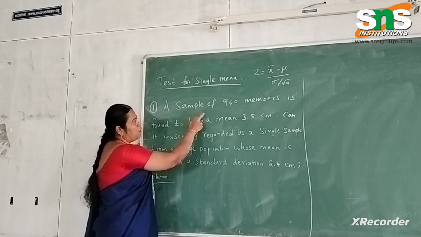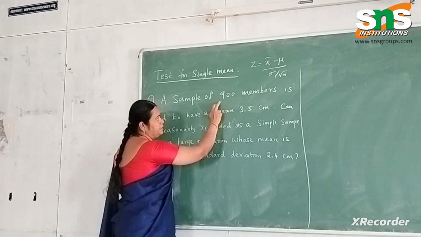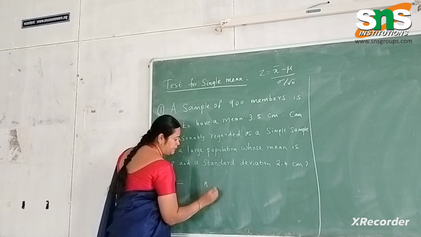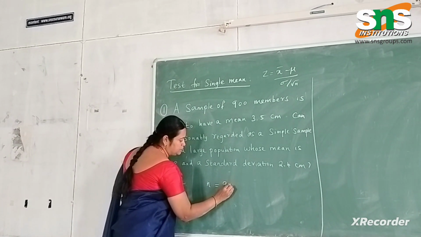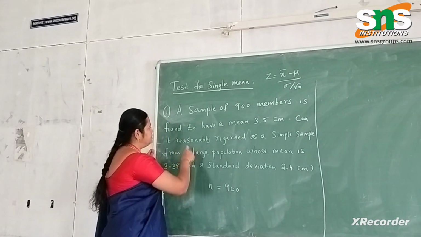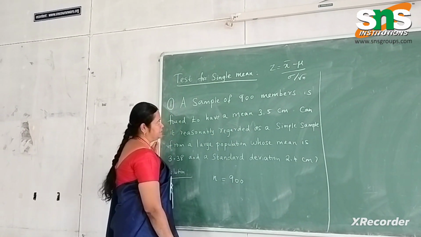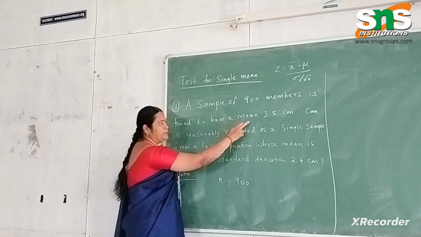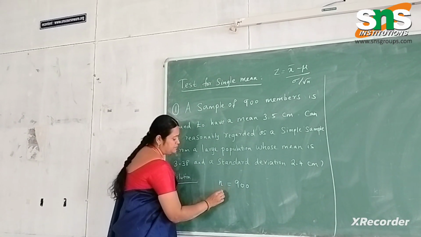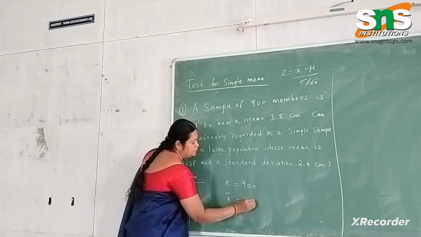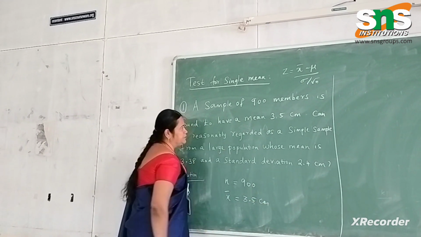A sample of 900 members. So 900 members is our sample size, and our sample size is denoted by n. So given n is equal to 900, is found to have a mean of 3.5 centimeter. That is, the sample mean is given to be 3.5 centimeter. Sample mean is denoted by x bar. So x bar is equal to 3.5 centimeter.